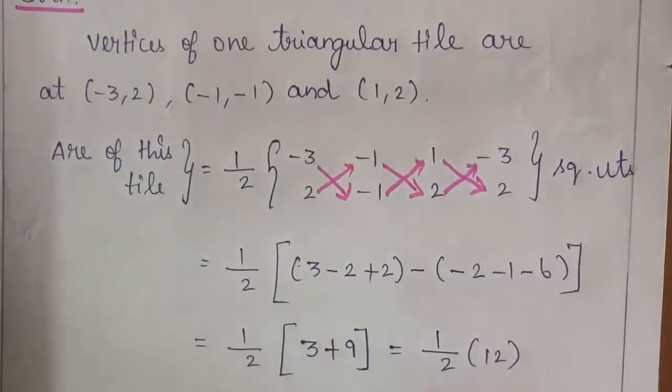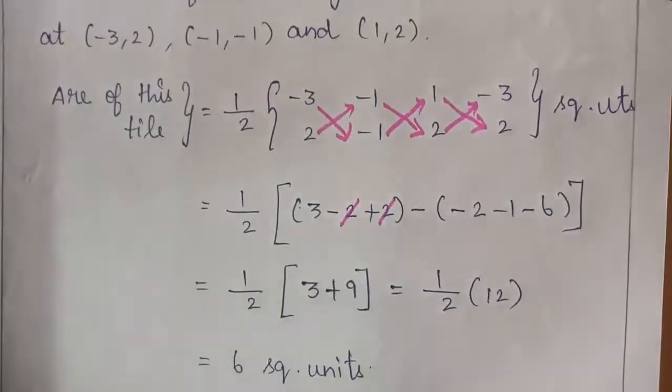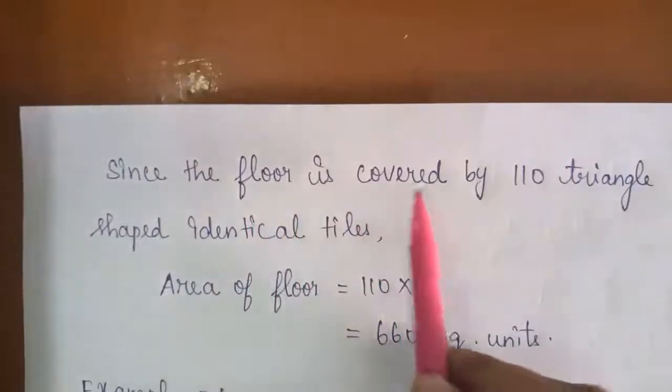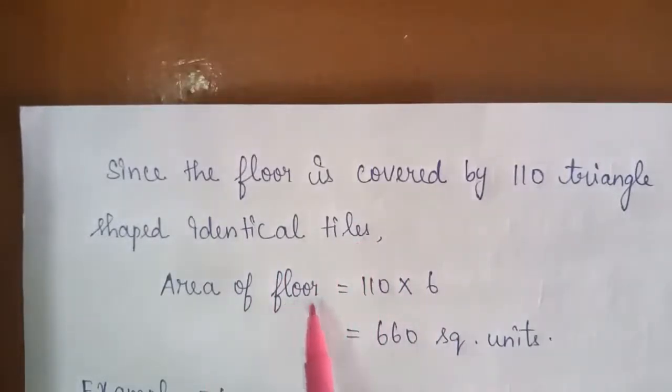So this is equal to minus 2 plus 2 gets cancelled. So minus 2 minus 1 minus 6 is minus 9. Minus into minus is plus. So 1 by 2 into 3 plus 9 is equal to 1 by 2 into 12, which is nothing but 6 square units. Since the floor is completely covered by 110 triangular shaped identical tiles, the area of the floor is equal to 110 into the area of the triangle, that is 6 square units, which is nothing but 660 square units. Therefore the area of the floor is equal to 660 square units.